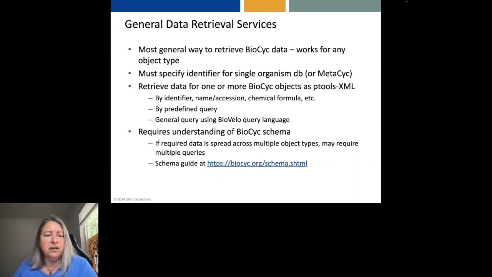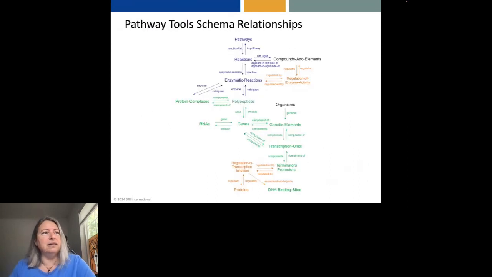What it does do is it requires some understanding of the BioCyc schema, because if you're going to be able to interpret the results that you get, a lot of times data is spread across multiple object types and may require multiple queries to different types of objects. So we have a schema guide that is at this link here, and this is the overall schematic of the kinds of objects we have and their interrelationships.